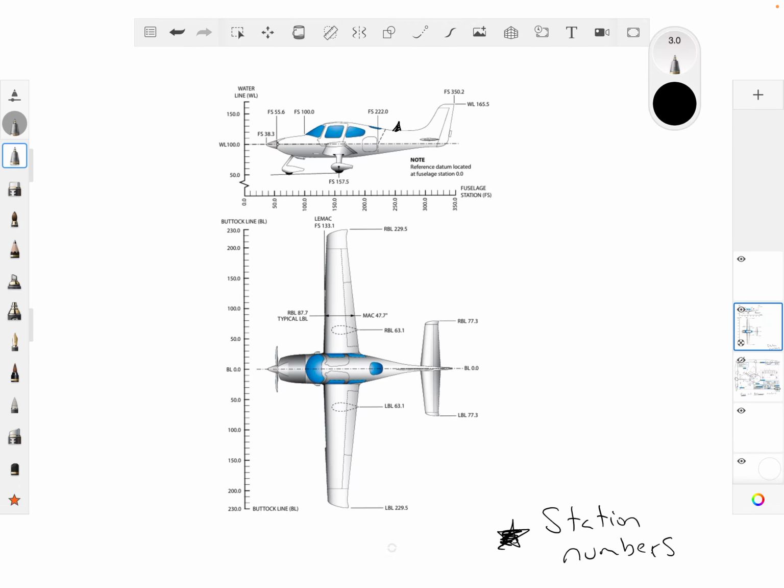This is what we use in weight and balance when we're doing our weight and balance calculations. We're going to get our station numbers from the datum, right, to find our center of gravity. So those are station numbers. These are going to be something that you do need to know for sure.